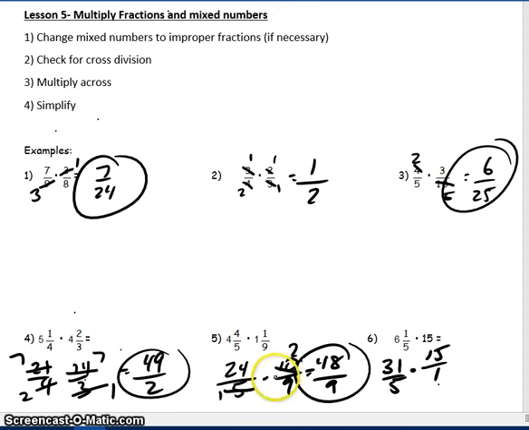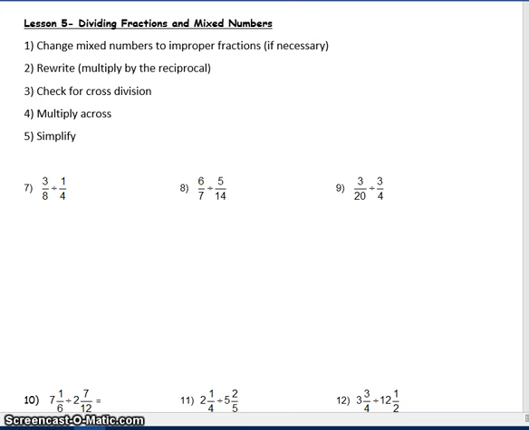Do you see any cross division? Yeah, there it is with the 5 and the 15. So 5 fits into 5 one time, 5 fits into 15 three times. Now we can multiply across. 31 times 3 is 93. 1 times 1 is 1, but just simplify. 93 divided by 1 is exactly 93. So that is something that we do have to watch for, is simplifying when it does end up becoming a whole number.